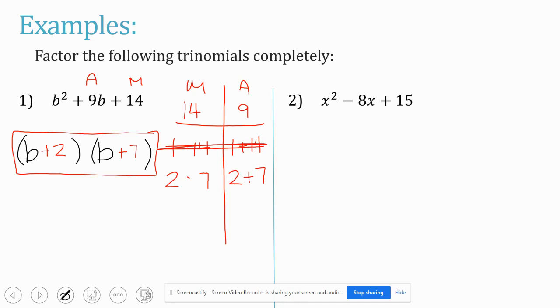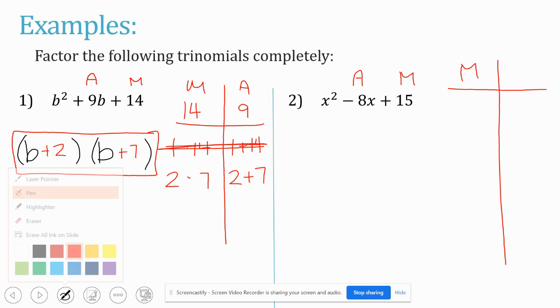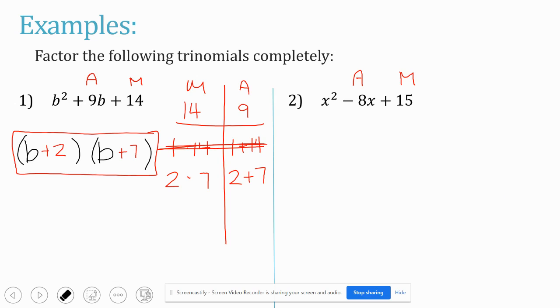Here we have x squared minus 8x plus 15. So same thing, two numbers that when we add them together, we're going to get negative 8, and when we multiply them together, we're going to get 15. Now, like we said, if this is positive and this is negative, both of those numbers are going to be negative. So in my table that I'm going to create, I'm going to have both numbers be negative. So I'm starting with the multiplication. Multiply to 15, add to negative 8.